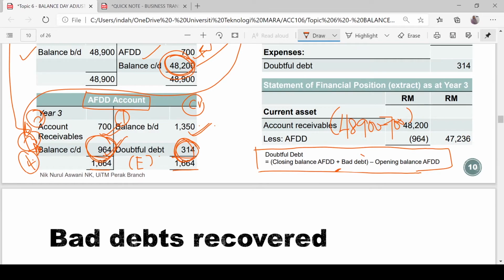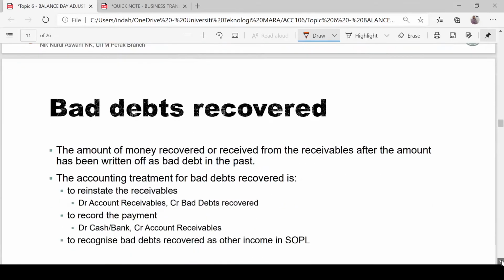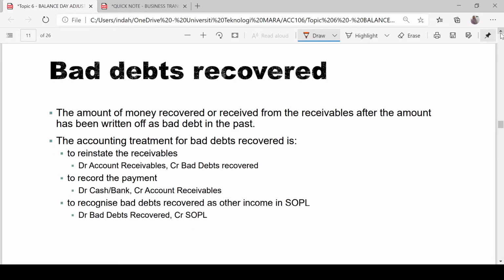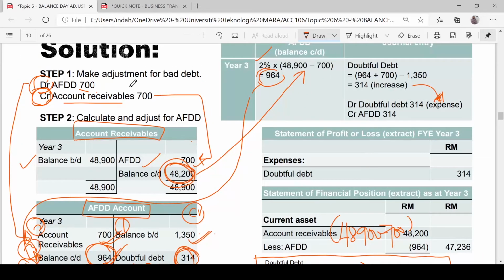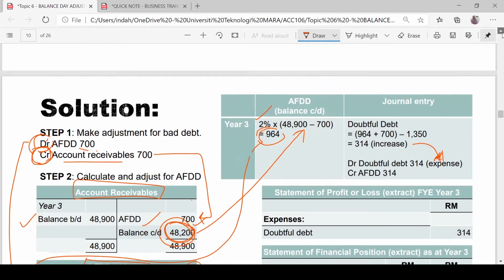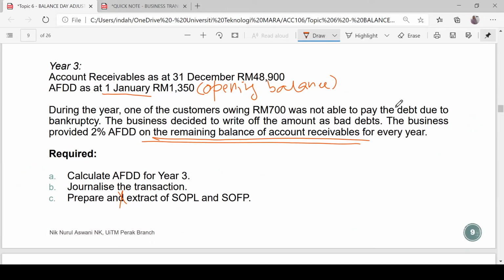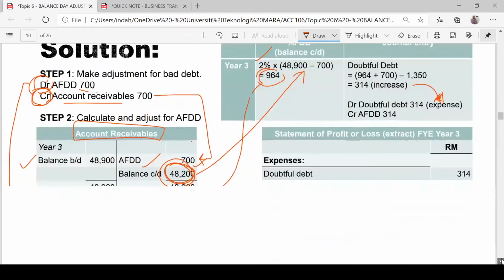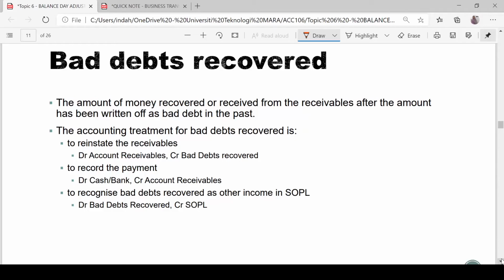After some time, let's say, from the example above related to bad debts, this bad debt happened because the customer was not able to pay the debt due to his or her bankruptcy. However, it is common that a person may come out from the bankruptcy, so they may decide to make the payment for the amount of money that they owe to the business.